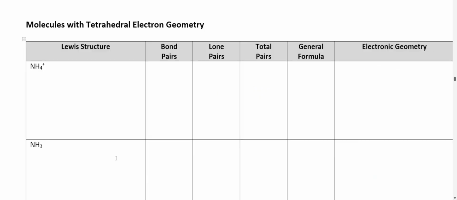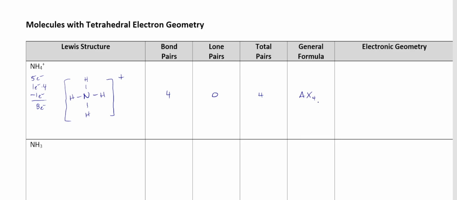The next three molecules we are going to take a look at are based on tetrahedral electron geometry. Tetrahedral electron geometry exists when you have 4 electron pairs around a central atom. So this is the Lewis structure for the ammonium ion, and we arrive at this by saying, okay, well, nitrogen has 5 electrons, hydrogen has 1 electron times 4, so I should have 9, but then I'm going to subtract 1 electron because it's got a positive charge. So I have 8 electrons to place, you place them, and you end up with this structure. Bond pairs is 4, lone pairs is 0, total pairs is 4, and we get AX4.